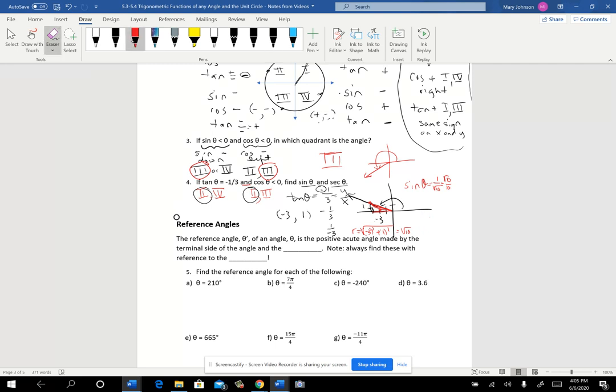Now, when you do secant, I'm really being asked for the secant, but what I'm going to think about is cosine first. Okay, so cosine would be the x over the r. Cosine of theta would be that. And so then I go up here and say, okay, so secant should be square root of 10 over 3, and it'll be negative as well. Okay.